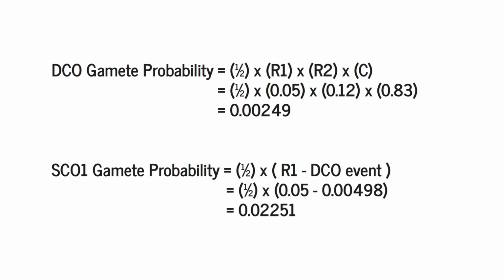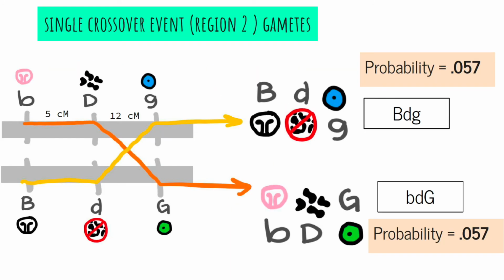Here are two examples of calculating the probabilities by using values such as R1, R2, C, and DCO events. We can see that the probability of SCO2 gametes is much higher than it was for the SCO1 probability. This is probably because there is a greater distance in region 2 between the two loci, making crossing over more likely to occur, with a probability of 5.7%.